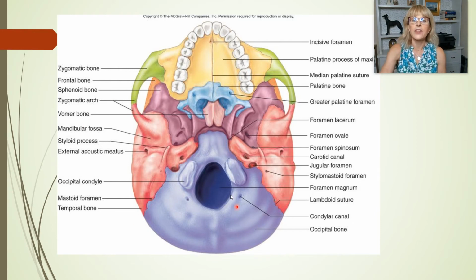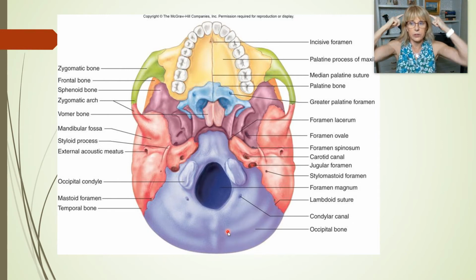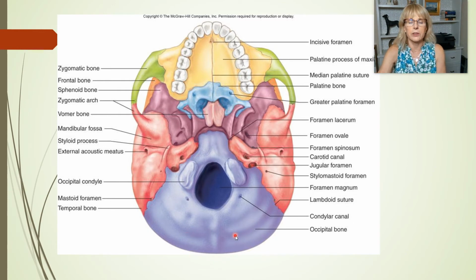What's our next bone? The occipital bone. This back part of your head is the occipital bone. So frontal bone, parietal bones, temporal bones, occipital bone. Right? And the occipital bone is this kind of purpley blue color. What do you need to know about in the occipital bone?